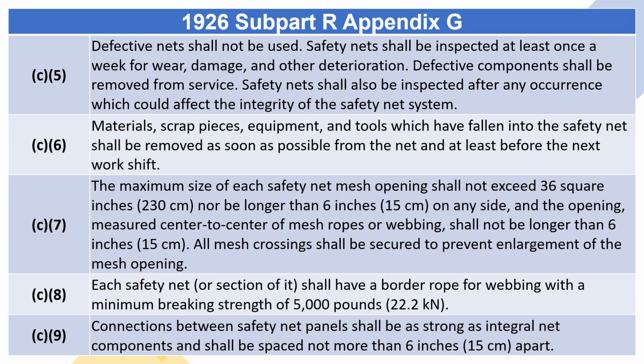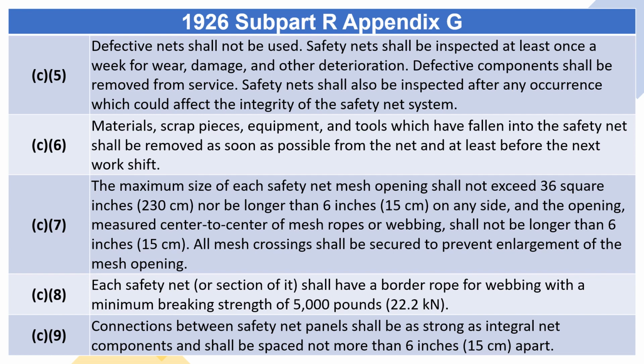C.5. Defective nets shall not be used. Safety nets shall be inspected at least once a week for wear, damage, and other deterioration. Defective components shall be removed from service. Safety nets shall also be inspected after any occurrence which could affect the integrity of the safety net system. C.6. Materials, scrap pieces, equipment, and tools which have fallen into the safety net shall be removed as soon as possible from the net and at least before the next work shift.